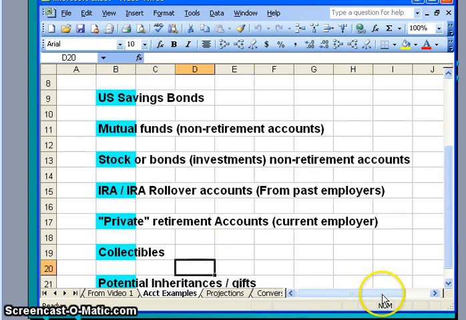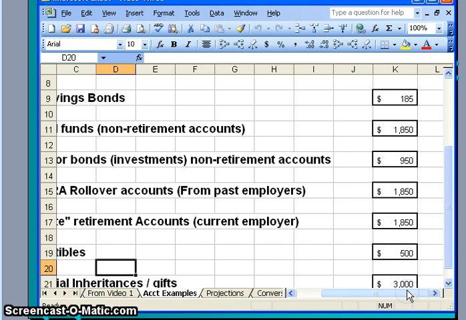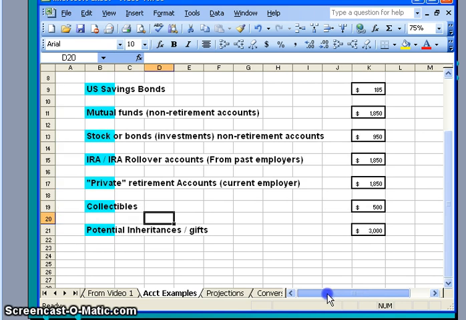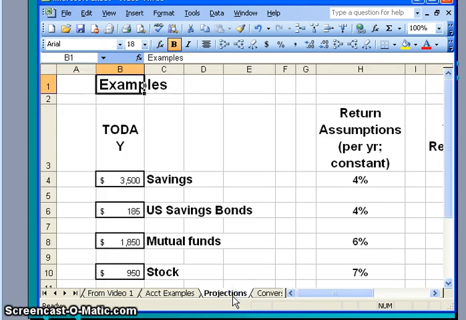What we want to do now is quantify and put in place what those values are today. On a smaller scale, I've just shrunk it. You might be able to see that in our mutual fund account today we have something like $1,850. Our stock is valued at about $950, and our IRA is $1,850. But the tool we want to use here is Excel, where we have the ability to look at the account today. For example, our savings account is at $3,500.